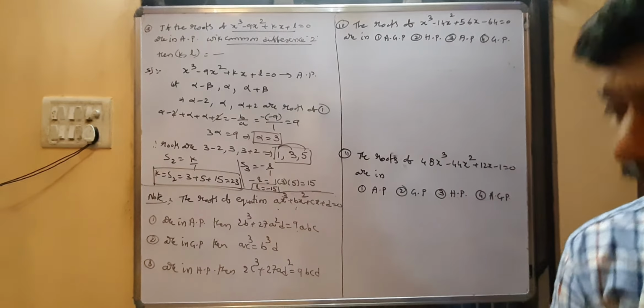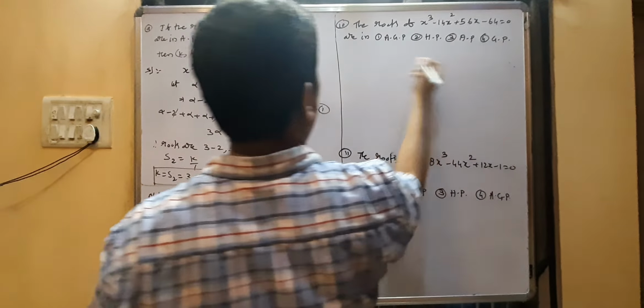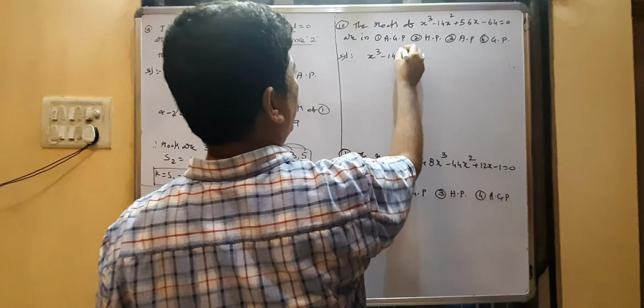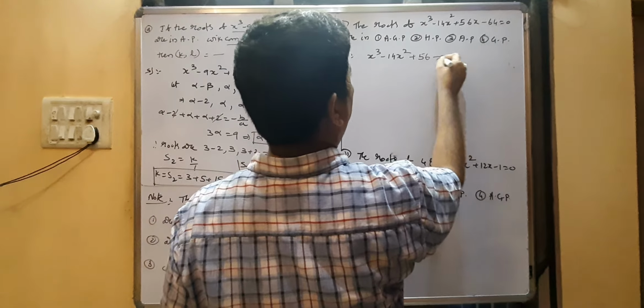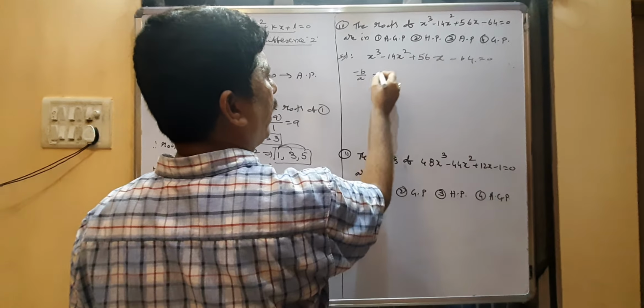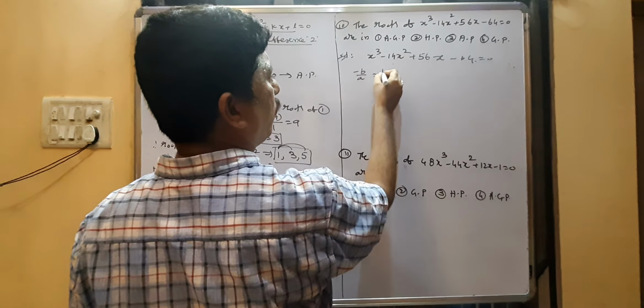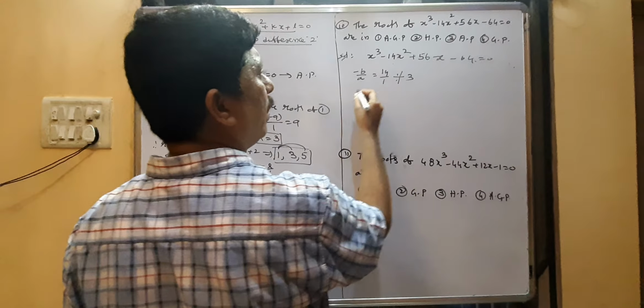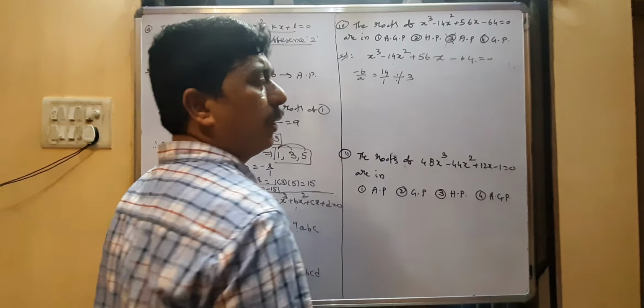Now you can check the given equation, x cube minus 14x square plus 56x minus 64 equal to 0. I will go for the second concept. Minus b by a means minus of minus 14 by 1, that is 14 by 1, which is not divisible by 3. So roots are not in AP.